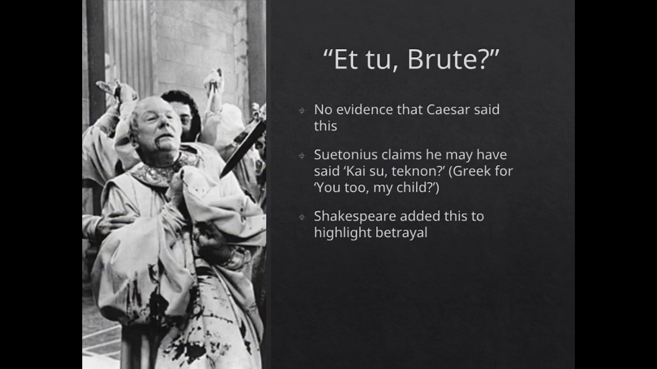One of the most famous lines in the play, "Et Brute," was likely never spoken by Caesar. According to some ancient sources, he may have said, "Kai su, teknon," which means, "You too, my child," in Greek. However, other historians suggest he said nothing at all. Shakespeare's version makes the betrayal more personal and dramatic.